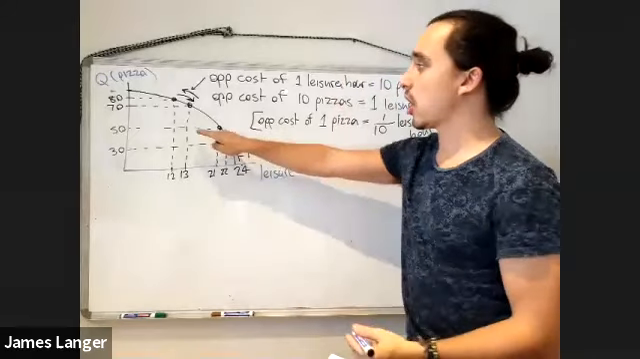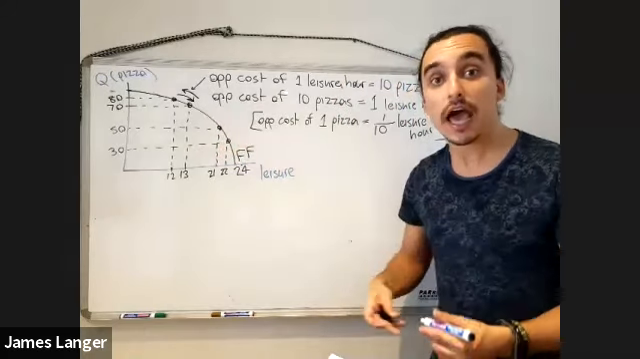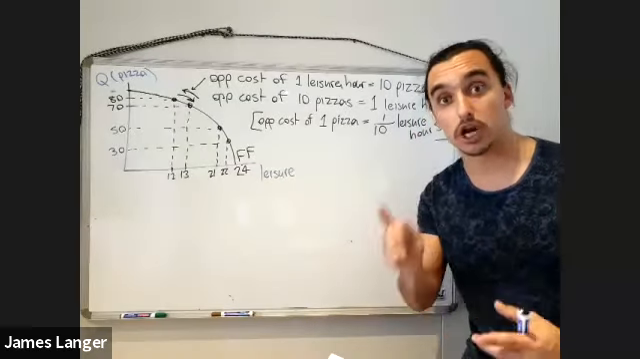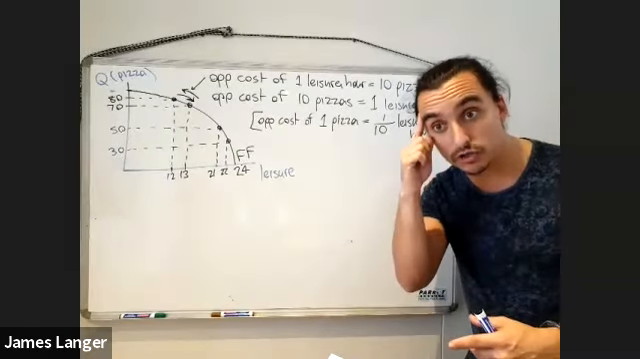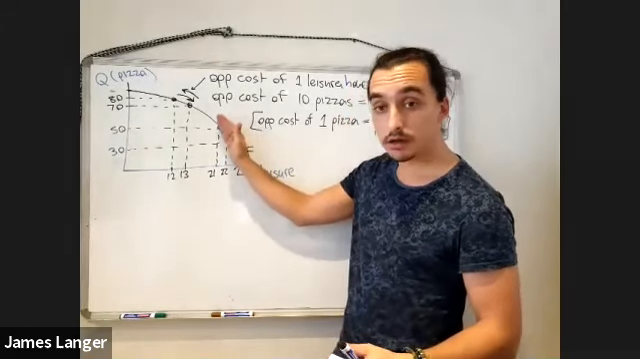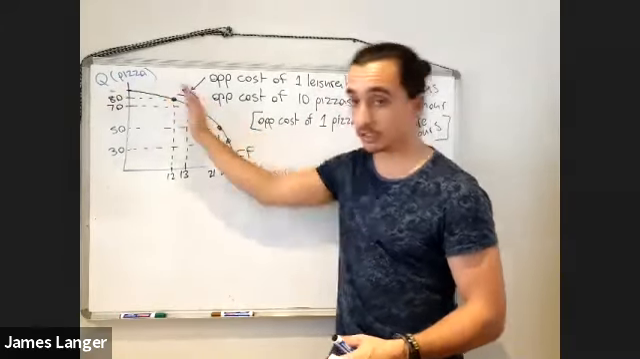So you can see the opportunity cost here changes. And why does the opportunity cost change? Because of the diminishing marginal product. Remember the diminishing marginal product. It says, as I produce more, I get less extra output.